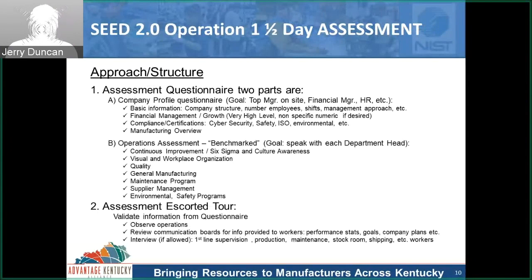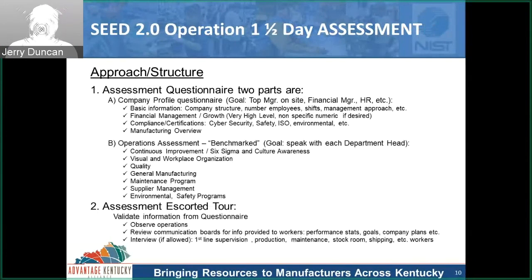We'll talk about compliances and certifications. You see cybersecurity, safety, ISO, environmental, etc. We have a list of questions to identify where they're at in these programs, if they're applicable to them. It's been my experience so far that I do find weaknesses in safety and cybersecurity.